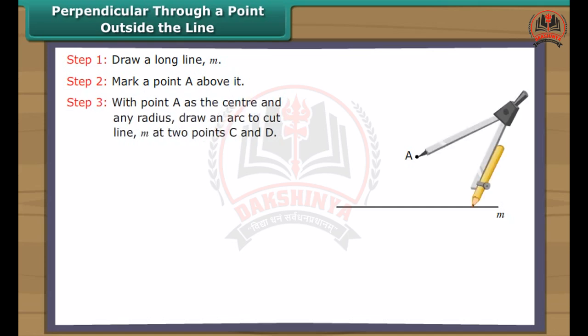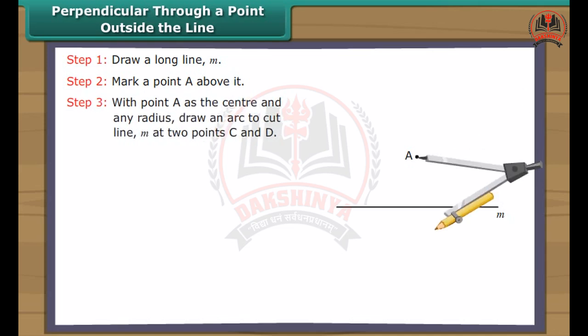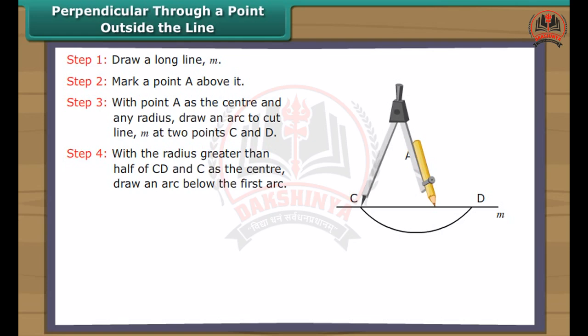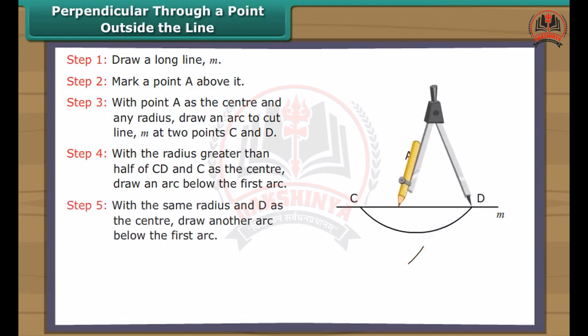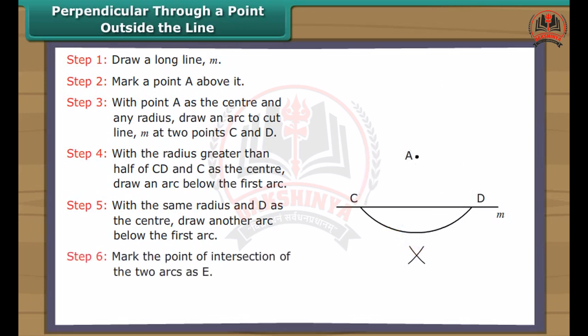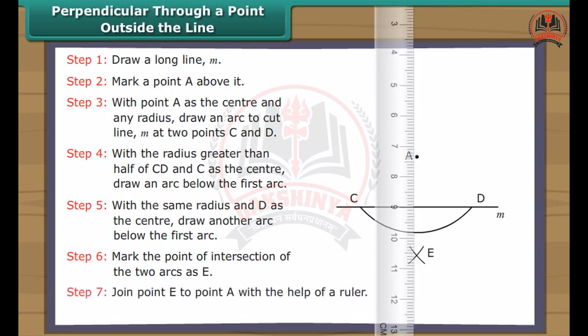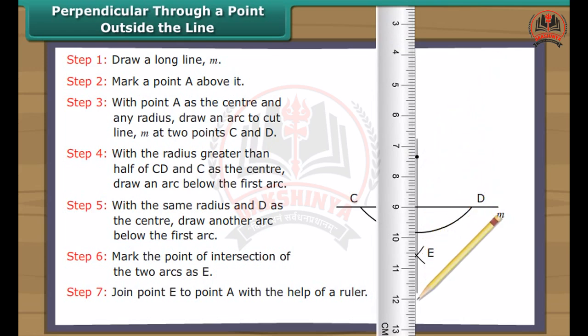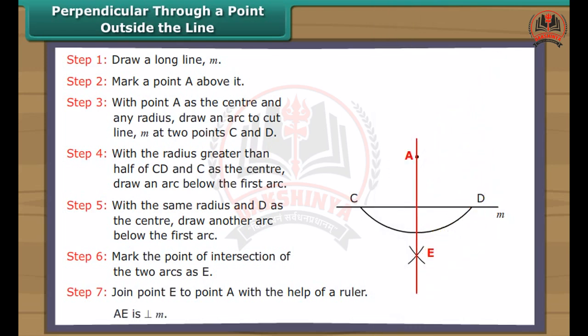With point A as the center and any radius, draw an arc to cut line M at 2 points C and D. With the radius greater than half of CD and C as the center, draw an arc below the first arc. With the same radius and D as the center, draw another arc below the first arc. Mark the point of intersection of the two arcs as E. Join point E to point A with the help of a ruler. AE is perpendicular to line M.